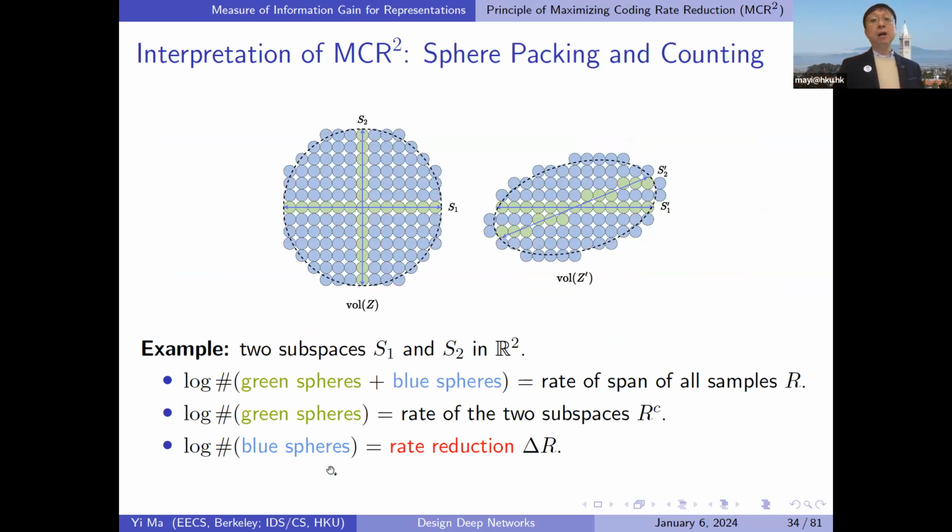So as you can see, now we have the tool, at least for Gaussian distributions. We know the model, the log of these green spheres. That gives me how many bits I need to code all the blue plus green. And the green is the rate of the two subspaces. Then the difference is what we call the rate reduction. The difference, right? How much we reduce the coding rate from the whole to the parts. Hence the name, rate reduction. Or information gain, the other way around.